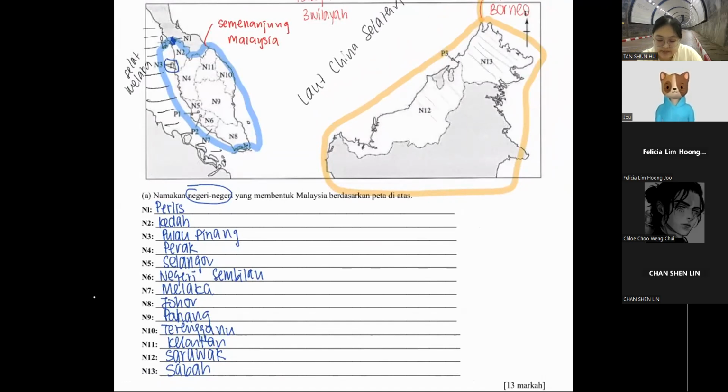Now, how to remember Sabah and Sarawak? Sarawak, spelling very long. So, the long part is Sarawak. The dog body is Sarawak. And be aware, Sarawak is negeri terbesar di Malaysia. Biggest state. Biggest in size.